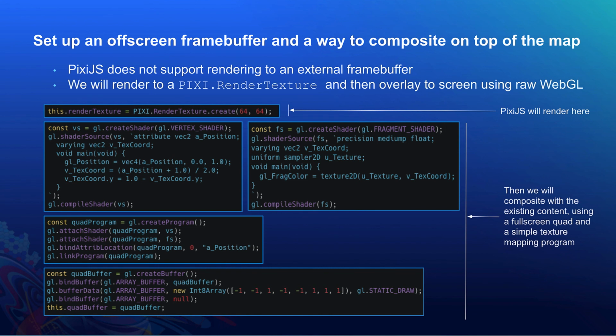Part of the contract between map view and the custom layer views is that the custom layer view must render in the frame buffer that is bound when the render method is called. However, Pixi.js does not support rendering to an externally created FBO. For this reason, in order to integrate Pixi.js, we need to set up an off-screen surface that Pixi.js can use. We do so by creating a render texture, a Pixi.js abstraction over a frame buffer object. Then we create, using raw WebGL calls, a full-screen quad and a texture mapping program that we will use to overlay the content of the render texture on top of the map.